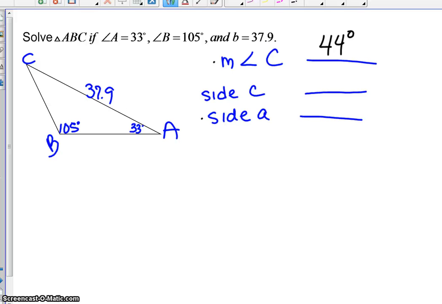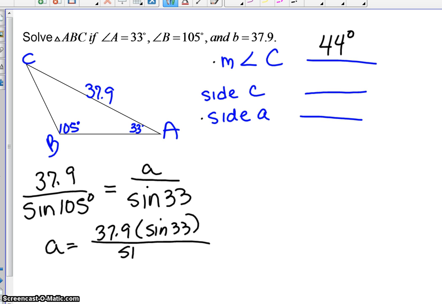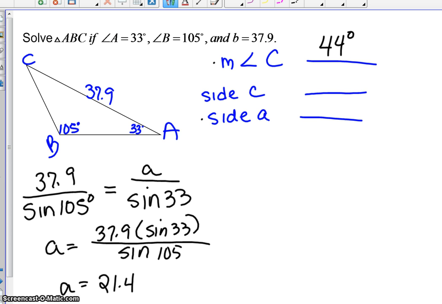So for this one, I'm going to say, okay, my side 37.9, in ratio to the sine of the angle across from it, 105 degrees, equals the side A that I'm looking for, in ratio with the sine of 33 degrees. Again, we're doing cross multiplication here. So my A is going to equal 37.9 times the sine of 33, and then I'm going to divide that by the sine of 105. When I do that on my calculator, A equals 21.4.